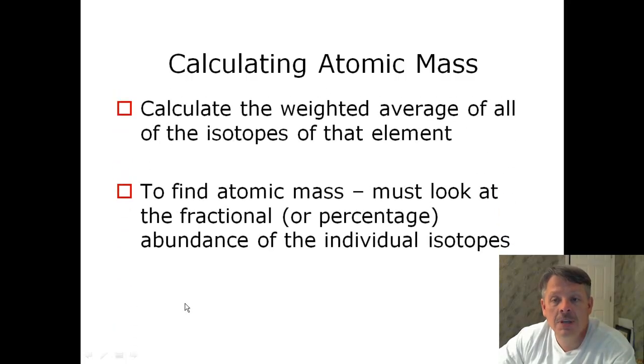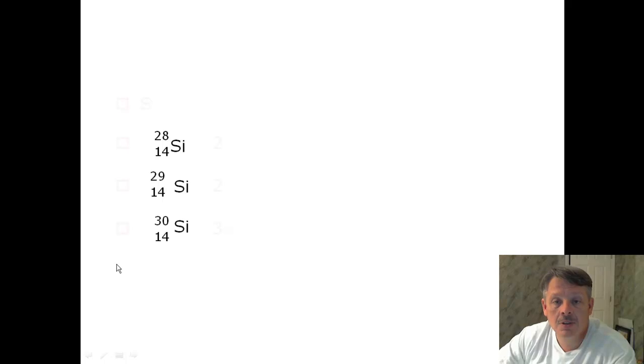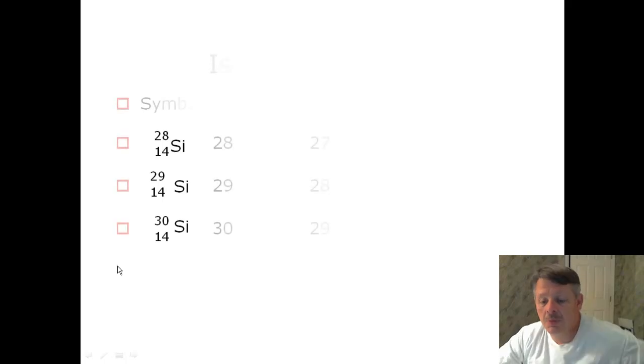So to be able to calculate the weighted average, we have to be able to figure out the percentages of each of the isotopes of that element. So we have to look at the fractional or percentage abundance of the individual isotopes. So we have to be given that information. This isn't something that you just make up. We have to figure it out by experimentation. Okay? So let's actually look at some information that we have.